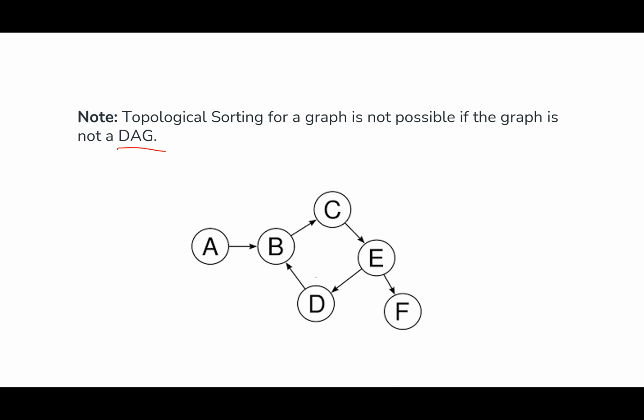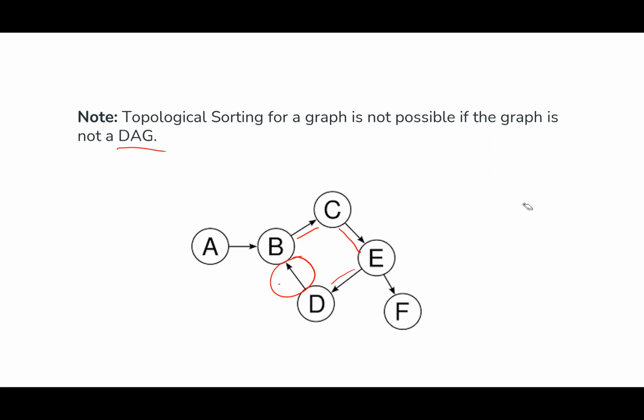You see that B is dependent on D, right? But D is also dependent on B. So you see D is dependent on E, which is dependent on C, which is dependent on B, right? If you want to do an ordering, if you put B first and D last, that's not possible because B cannot come before D. The reason is B is dependent on D.